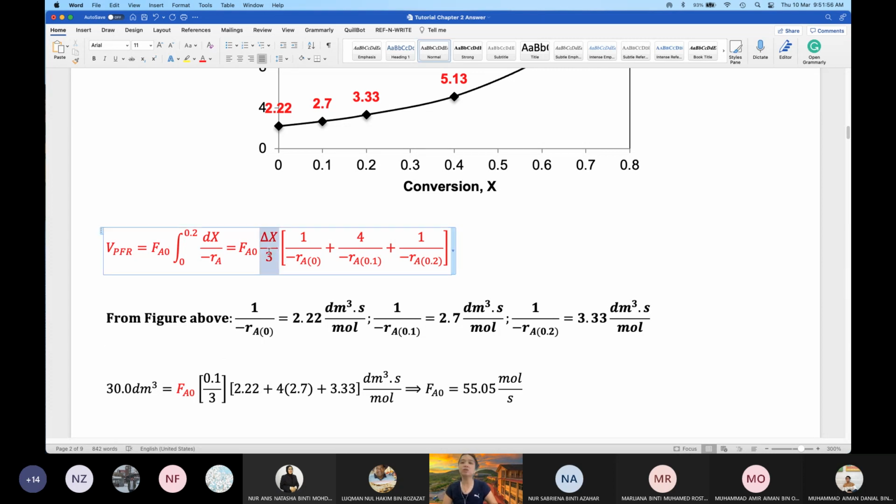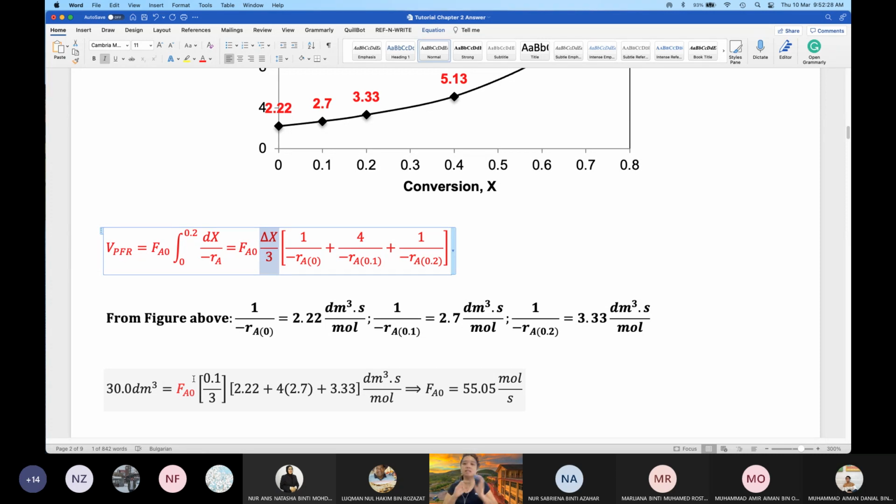Delta X per 3. So delta X per 3, as I told you, right? Delta X is the gap or the difference between initial X to the middle X or the middle X to the final X. So my initial X was 0, my middle X was 0.1. So the difference is 0.1. Or at the back, my middle X 0.1, my final X 0.2. The difference is still 0.1. So delta X 0.1 divide by 3. Formula dia kata mesti divide dengan 3.